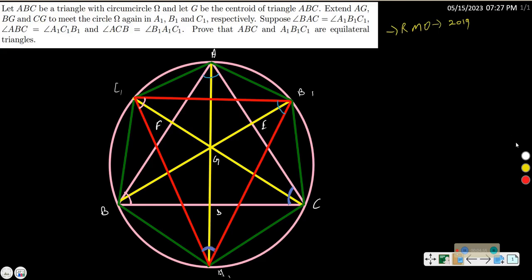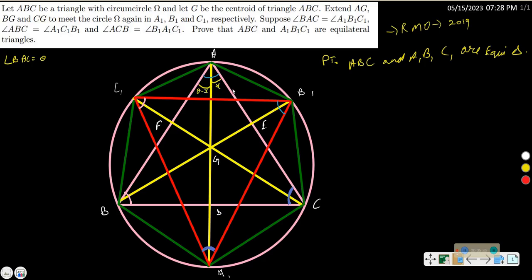Now we have to prove that ABC and A1B1C1 are equilateral triangles. So first of all, let's take this angle as x and the whole angle as theta. Let's write the assumptions here: BAC equals theta, so if this is theta, this would be theta minus x, of course.